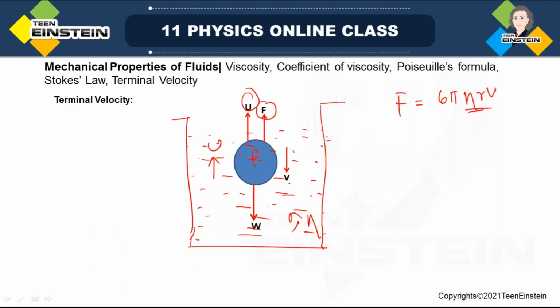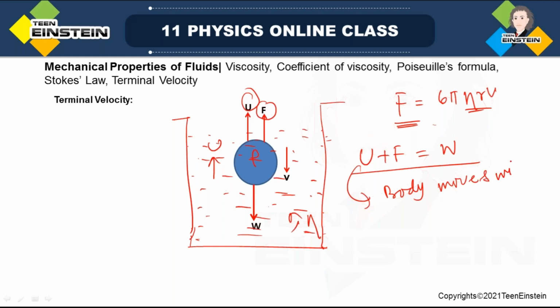Now as the velocity increases, the viscous drag increases. Some time will come, at a certain stage, when the sum of the upward forces will be exactly equal to the downward force, and when this happens, the body moves with a uniform velocity.